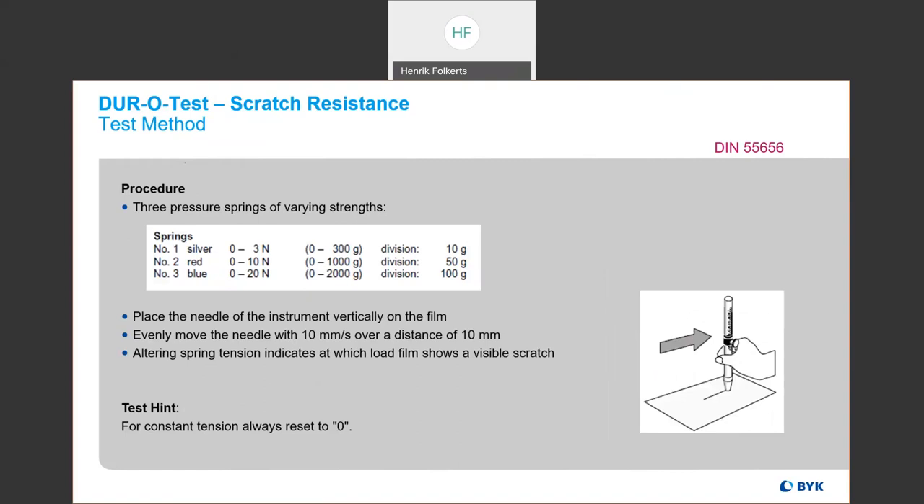And a test hint, which is very important: in order to have a constant tension on the springs, always reset the gauge when you change the spring. Don't forget to put it back to the zero position. Otherwise, the springs will lose their tension.